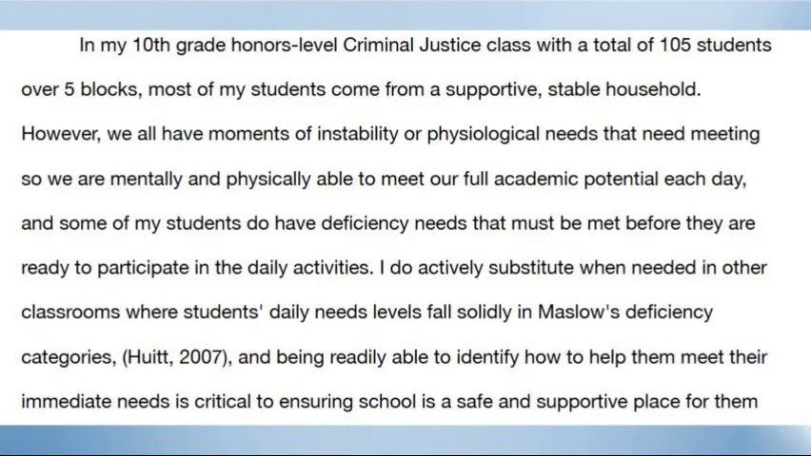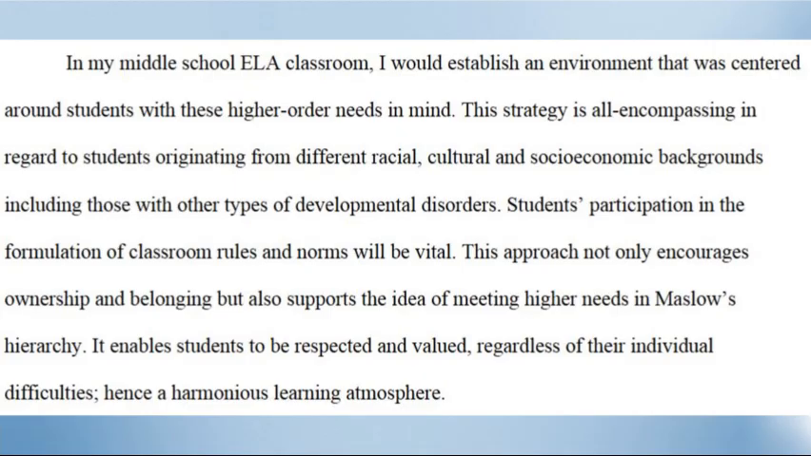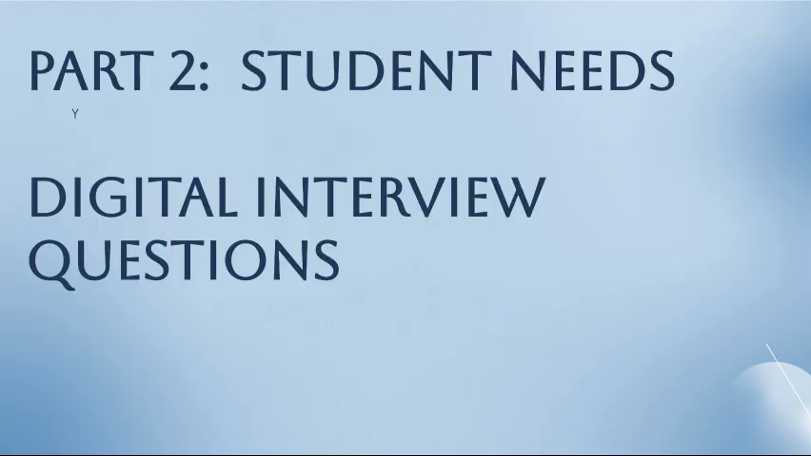classroom. This is an example of how a teacher incorporated their 10th grade honors level criminal justice class into their essay. Again, very explicit. And then another teacher had really talked about their middle school ELA classroom. Again, very explicit in what they would do within their classroom.